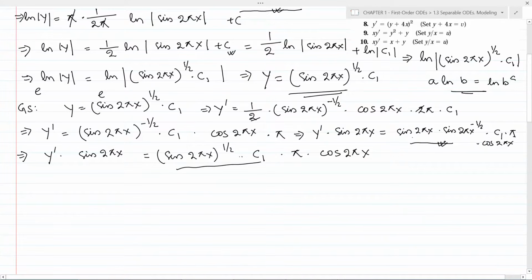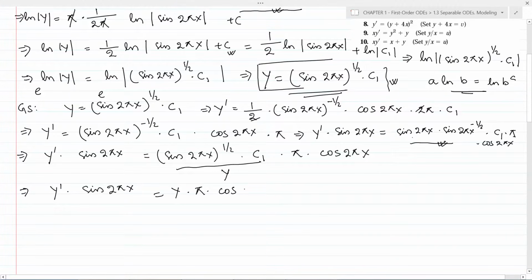Now we see that this term is y. From here we can see this is the general solution. So we can rewrite this as y dash multiplied by sin 2 pi x is equal to y multiplied by pi multiplied by cos 2 pi x, and this was the original ODE. So we see that we can differentiate the general solution on both sides and get the original ODE. So we know that the general solution is correct.